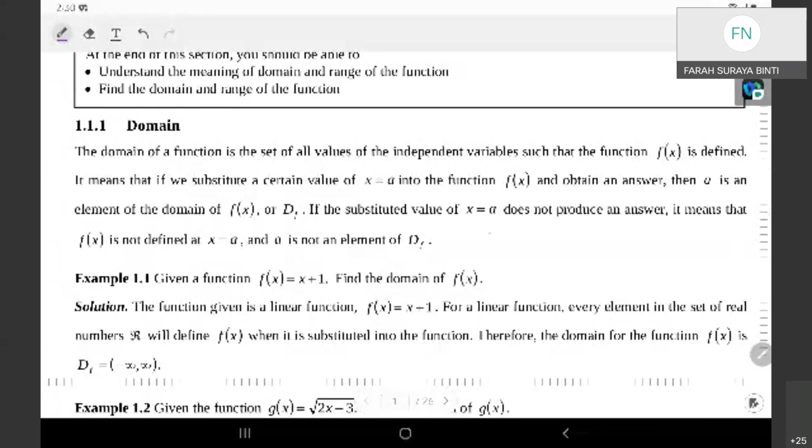For example, we have x equal to 3, and then we have a function like, for example, 2x plus 1. So if I substitute this value of x into this function, we will have f(3) equal to 2 times 3 plus 1. So it is equal to 6 plus 1, 7. Okay, so maksudnya kita akan dapat jawapan. Bila dapat jawapan, it means that this value is the domain of this function.